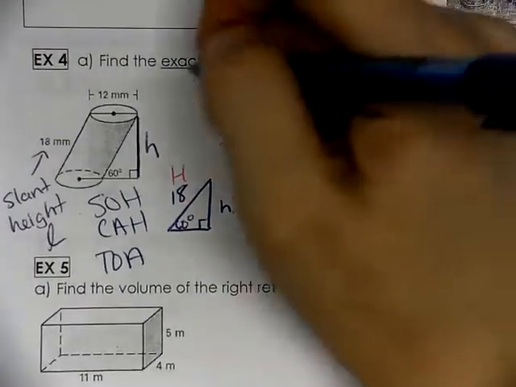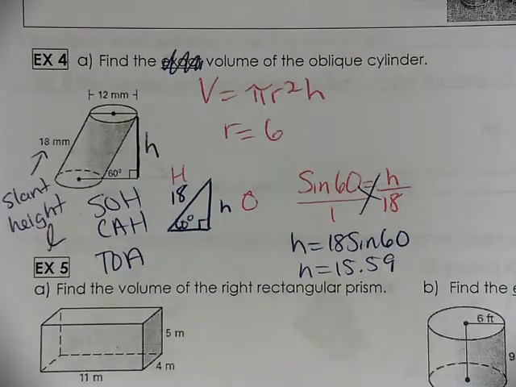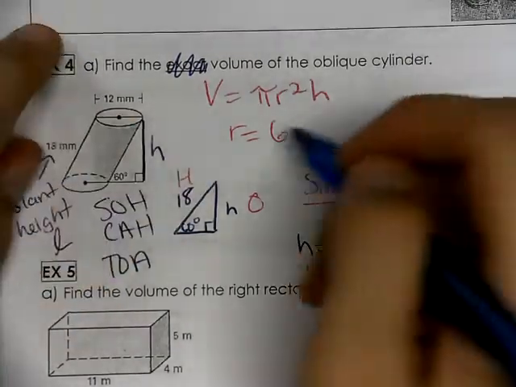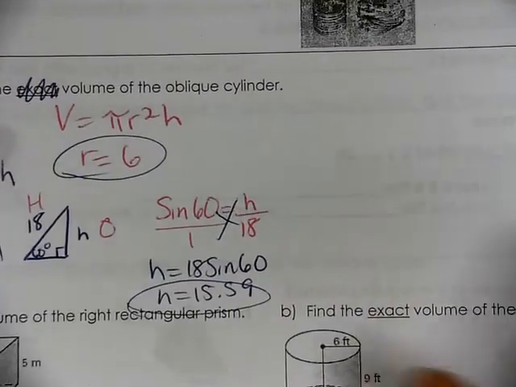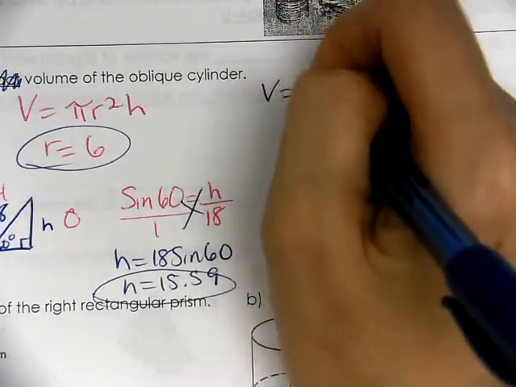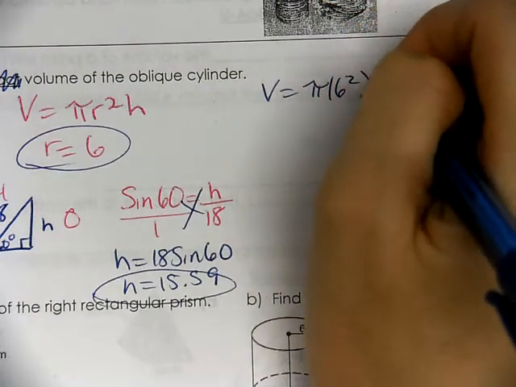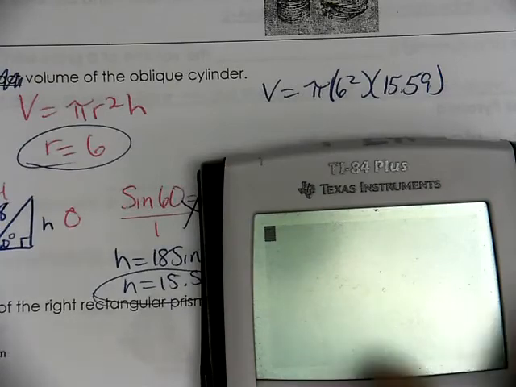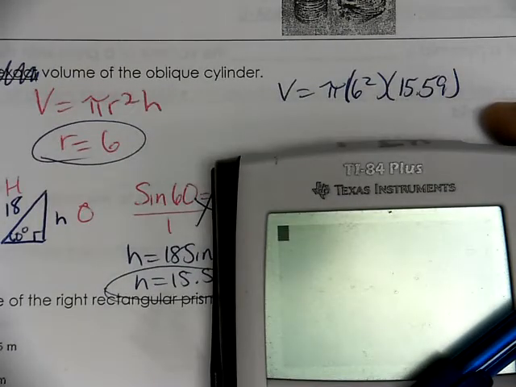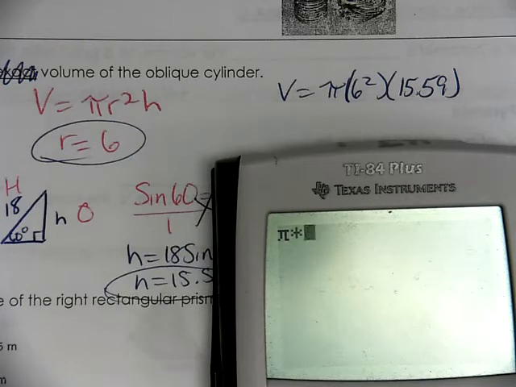So instead of finding the exact volume, we're just going to find the volume of this cylinder. So I have the radius. Sorry, this is messy. And I have the height. This problem's on your quiz. Now you just plug it in. Pi times 6 squared times 15.59. Because I'm not finding exact, I can just plug that whole thing in the calculator. Pi times 6 squared times 15.59.